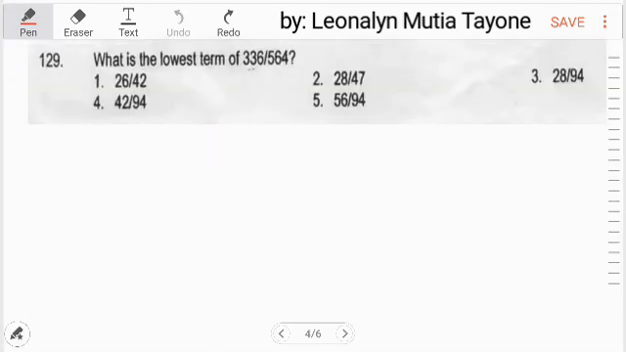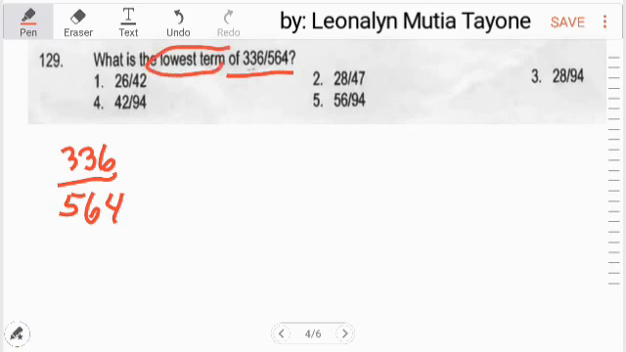Question number 129. What is the lowest term of 336 over 564? Pareho silang even numbers. Kapag sinabing lowest term, bali, yun yung hindi mo na siya ma-divide ng iba pang mga numbers. Example, 8 over 9. Wala namang mga common or mga greatest common factor nitong dalawa para ma-list natin siya. Let's see another example. 2/4. Ang lowest term nitong 2/4 ay 1/2.